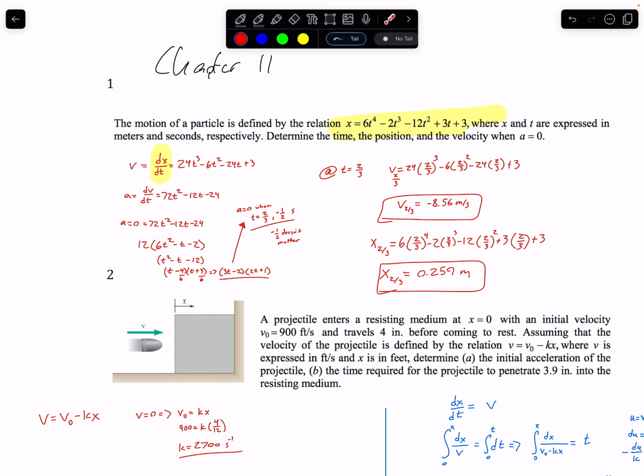What we do there is break it down into components. I know I do that a little weird, but that's just how I was taught in freshman, sophomore year, and it works. Then we get that a is equal to 0 when t equals 2/3 or minus 1/2 seconds. The minus 1/2 doesn't matter, so we can throw that out. So at t equals 2/3, I just plug everything in.